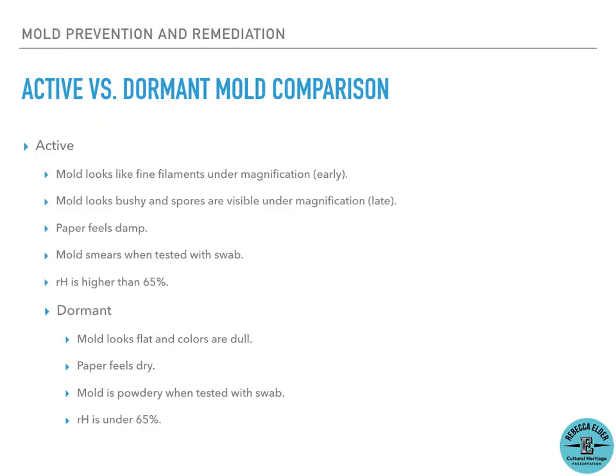So this is just a quick slide to show you a comparison of what active versus dormant molds look like. Under magnification, active mold looks like fine filaments. The mold looks bushy, and you can see spores under magnification. The paper might feel a little damp. The mold is smeary, and if you have high relative humidity, you can expect that your mold is active. For dormant mold, the mold looks flat and your colors are dull. Paper will feel dry, the mold is powdery, and your relative humidity is under 65%.